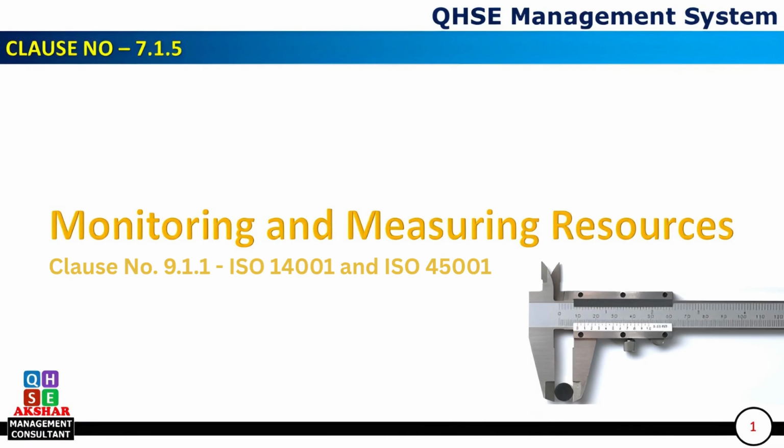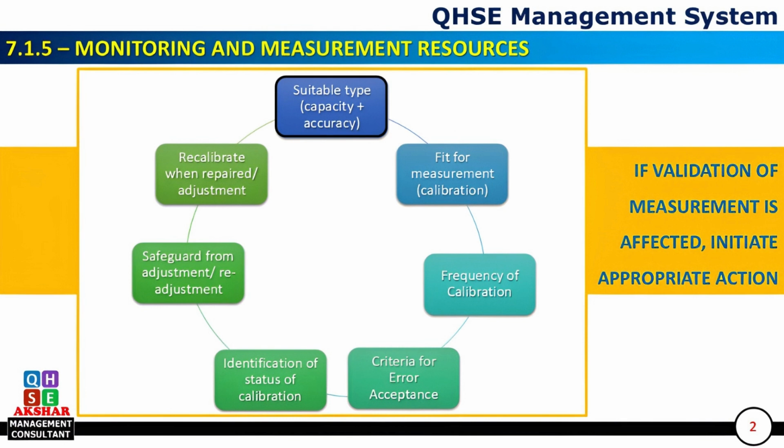This clause applies to all functions or processes using any monitoring and measuring resource for the conformity of the product or the process. The first requirement: the organization shall ensure suitable monitoring and measuring resources. The capacity and accuracy of monitoring and measuring resources are important elements to define the suitability.